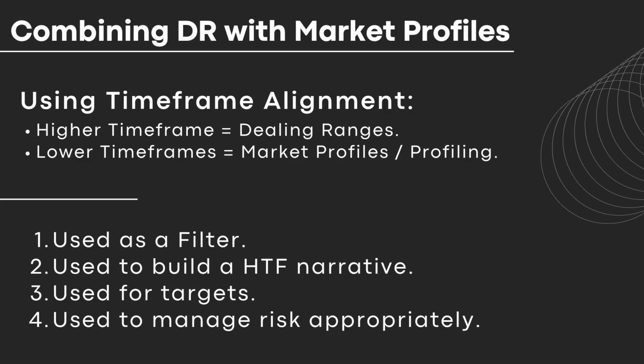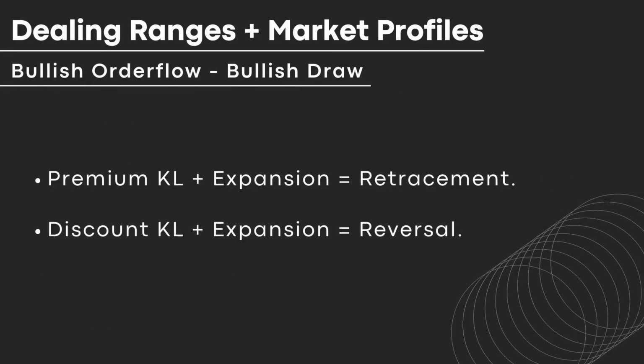Let's move on to the next slide. So here we're going to discuss different case scenarios for dealing ranges and market profiles, right? The first one we've got here is the different scenarios for bullish order flow, bullish market conditions, or when the drawn liquidity is high, right? So the first one is when the market condition is bullish and price forms a bullish dealing range, and then price on the higher time frame retraces back to a premium key level, with a lower time frame expansion, right?